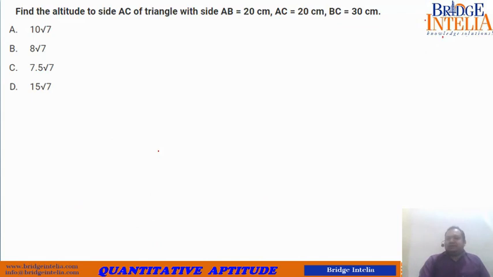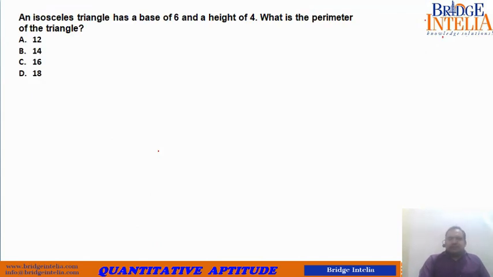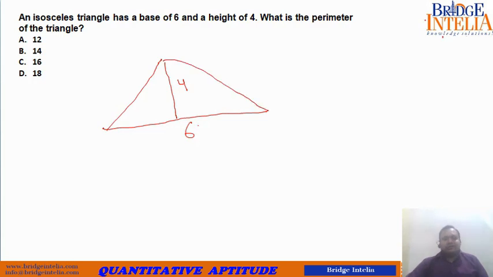Now let's take another example. An isosceles triangle has a base of 6 and a height of 4. So what is the perimeter of the triangle? So let's see. It has a base of 6 and a height of 4, and it is isosceles as well. So it means this side is equal to this side.